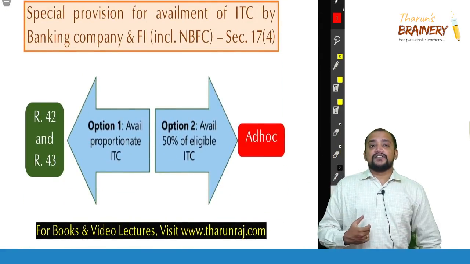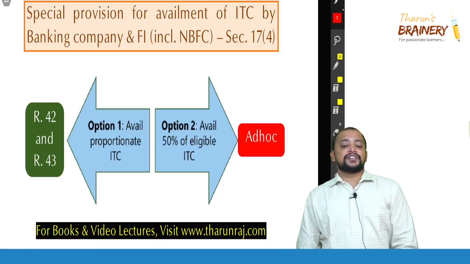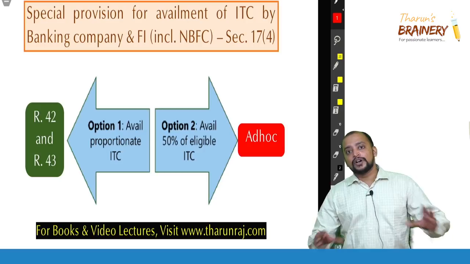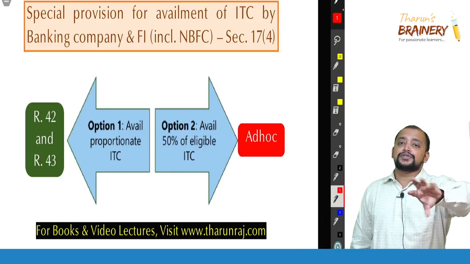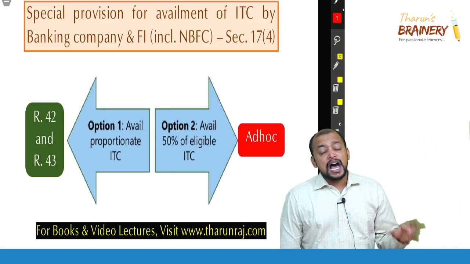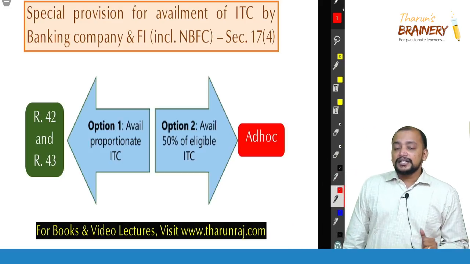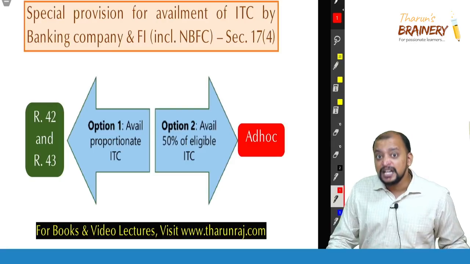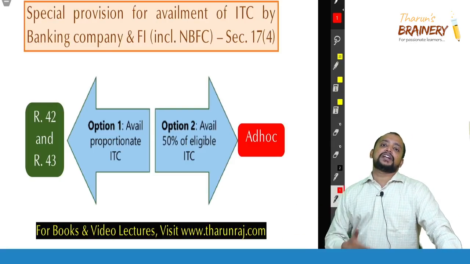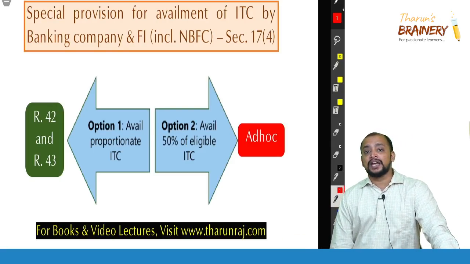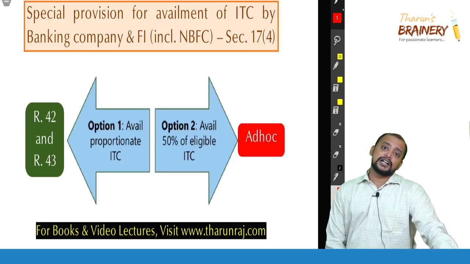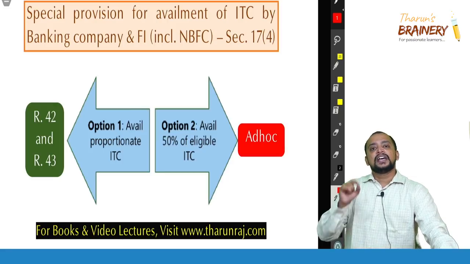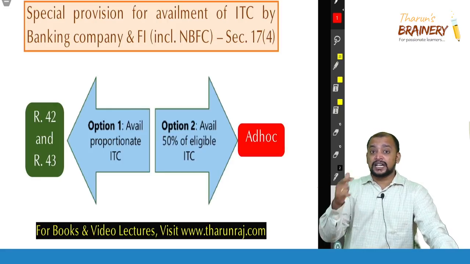Special provision for availment of ITC by banking company and financial institution including NBFC. Section 17 subsection 4. What we have seen so far is 17.1, 17.2, 17.3, apportionment of credit along with rule 42 and rule 43. This 17 subsection 4 is in case of a bank, financial institution or NBFC. So their outward supply is divided into two: interest income and other income. Interest income will be tax exempted, whereas other income will be taxable.